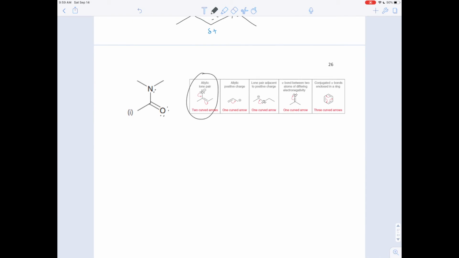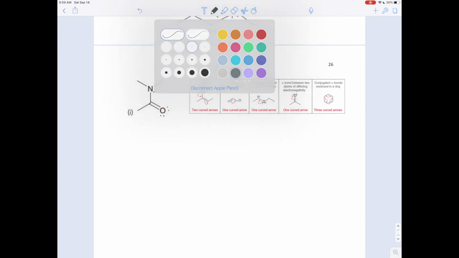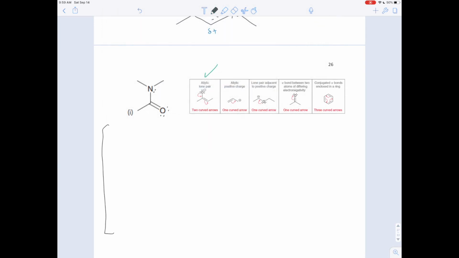Do we have an allylic lone pair here? We do. This lone pair on the nitrogen is 1 atom away from an atom in a double bond. So that lone pair is allylic. So we know we have resonance, and we can draw those big brackets to warn people that none of the structures we draw are the true structure. The true structure is the average of them all.